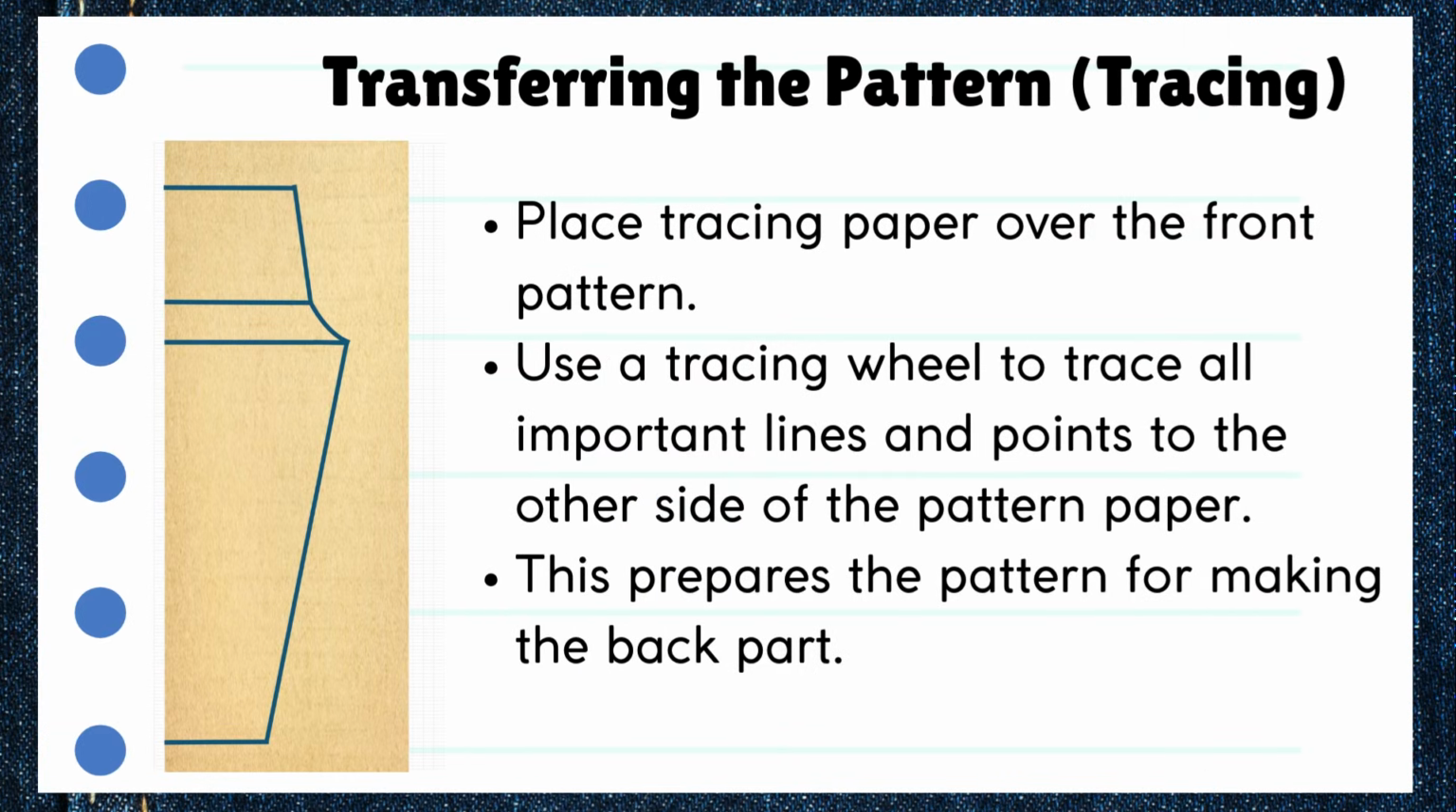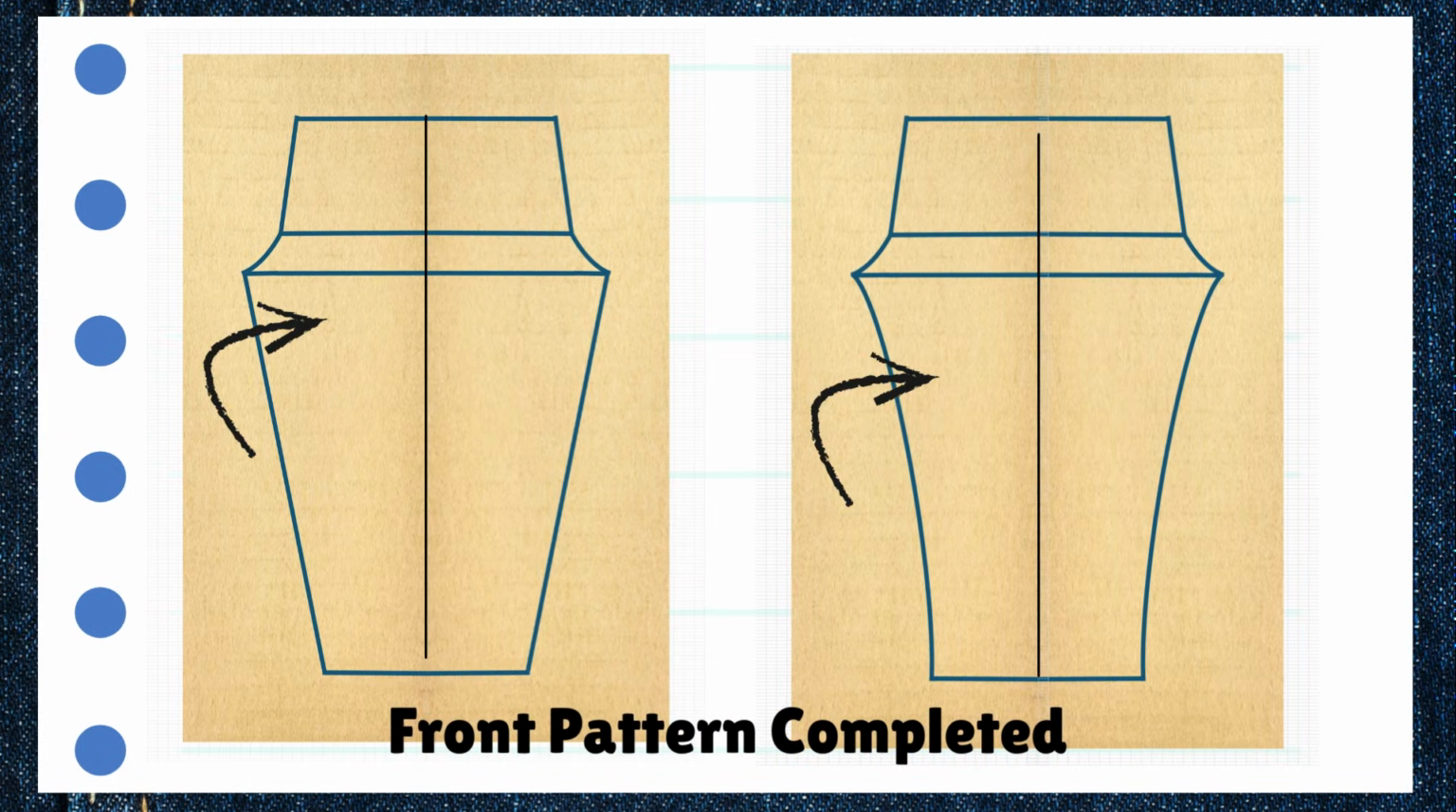Transferring the pattern on the other side by tracing. Place tracing paper over the front pattern. Use a tracing wheel to trace all important lines and points to the other side of the pattern paper. This prepares the pattern for making the back part. We are now done with the front pattern. Now let's create the back pattern.